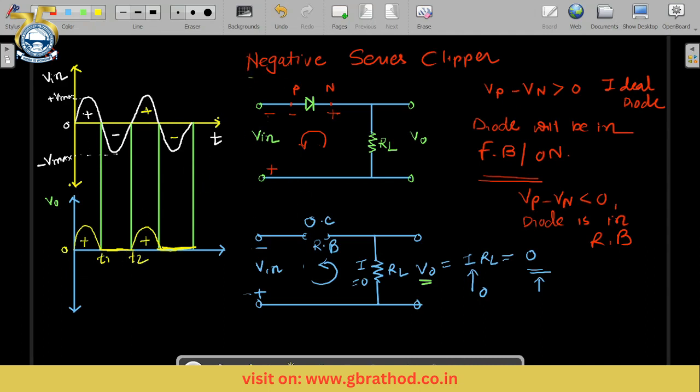It is a negative clipper, so the negative portion of the waveform is totally clipped over here, and it is in series. Negative series means this diode is in series with the load resistance, so this is a negative series clipper. I hope you understood this circuit.